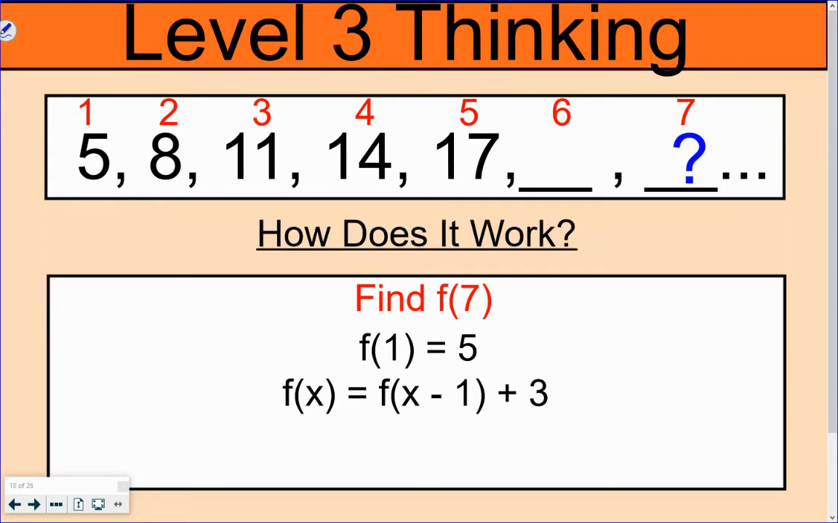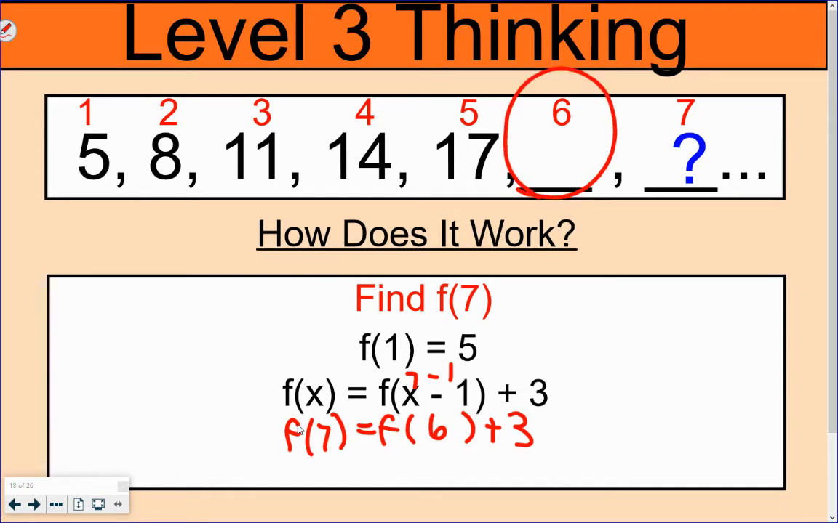So if we're looking at this, it says, hey, we want to find f of 7. So if I put that in here, I'm going to say find f of 7. But right here it's asking me, I need 7 minus 1, which is 6. Hopefully you were saying that in your head. Plus 3. So I look up at my chart and, hey, I don't have 6. So in order to get f of 7, I have to have f of 6.